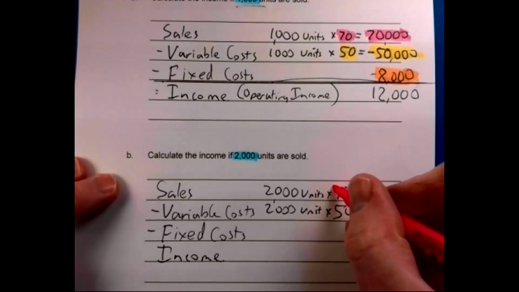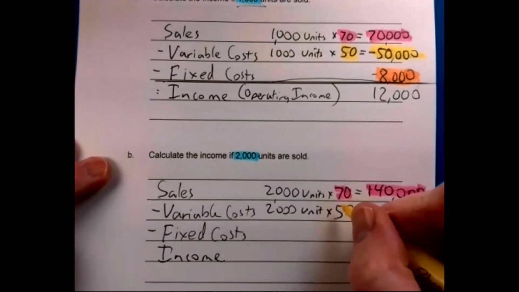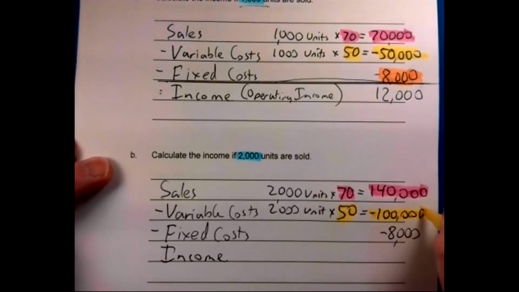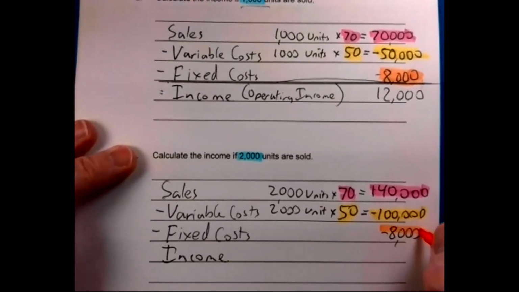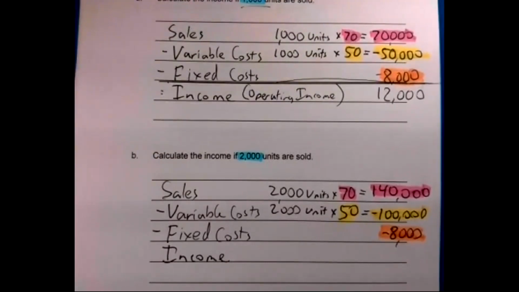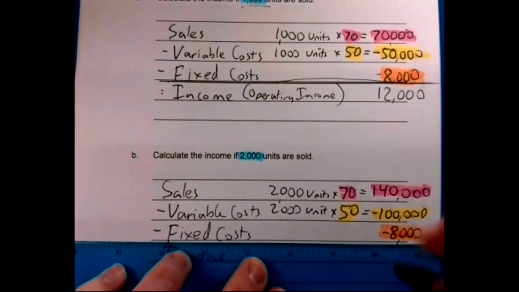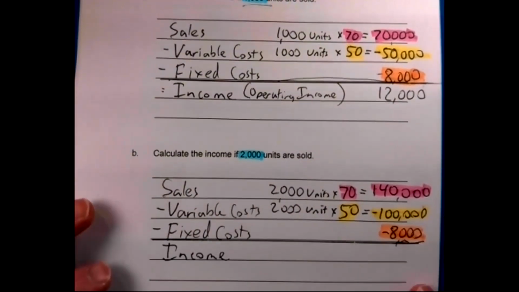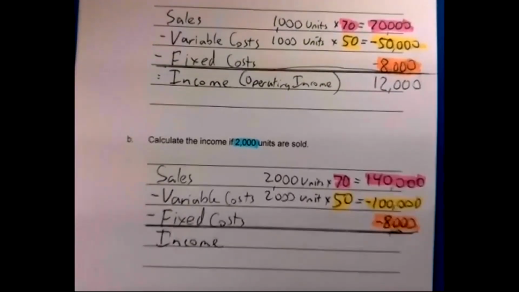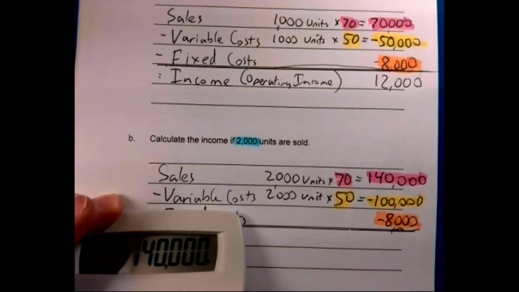Okay, so $140,000 came in. For variable costs, 100,000 went out. And for fixed costs, 8,000. So $140,000 minus 100,000 minus 8,000.